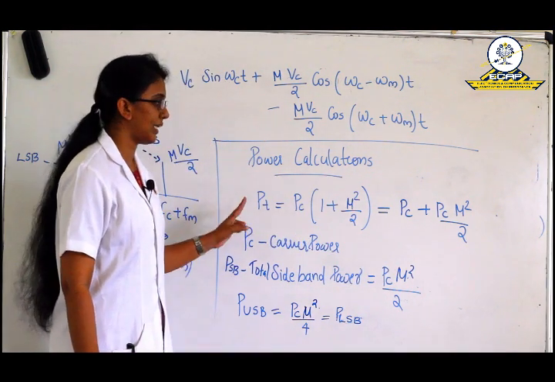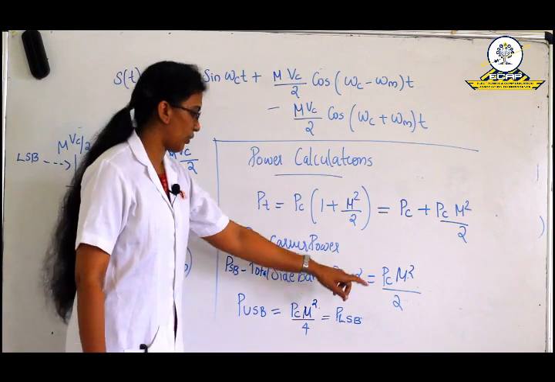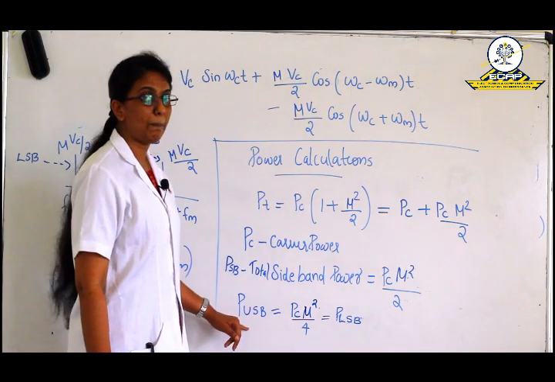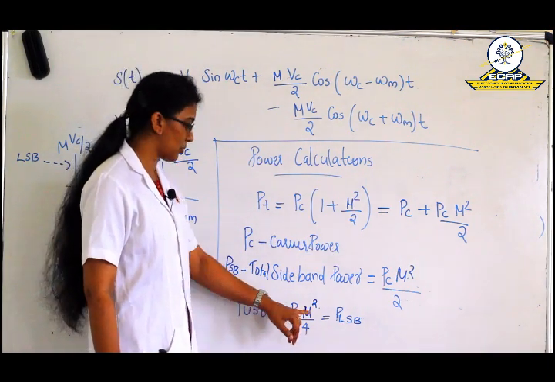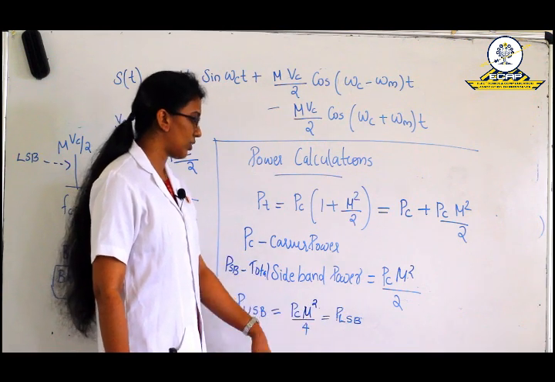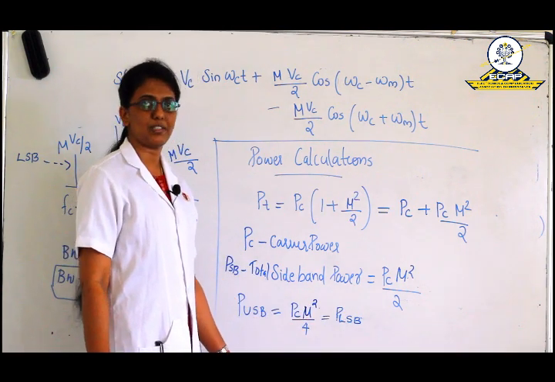We have two sidebands. By rearranging that equation, we get the power of upper sideband is PC into mu square by 4, that is also equal to power of lower sideband.